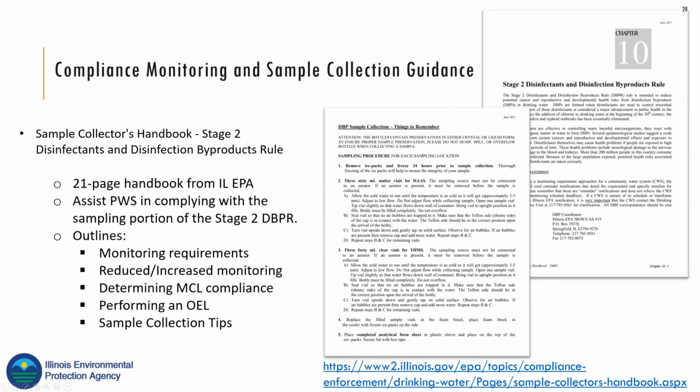The next few resources will provide information on proper sample collection procedures for TTHMs and HA5. The first resource we have is Illinois EPA's Chapter 10 of the Sample Collector's Handbook, which focuses on DBPs specifically. It's a 21-page handbook, and it again recaps all the monitoring and sample requirements under Stage 2, but it also includes sample collection tips for TTHM and HA5.